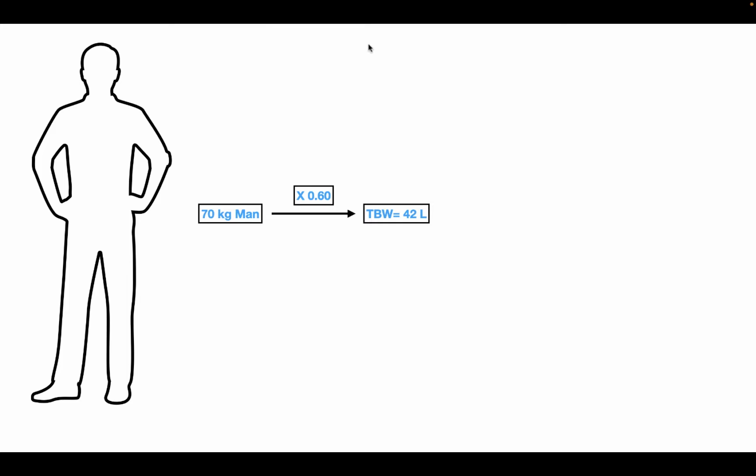Now, the total body water is going to be divided up into 2 major compartments. The first is going to be the ECF. The ECF is going to make up 40% of the total body water. So if you calculate this, around 17 liters of the person's water is going to be in the extracellular fluid. The remainder is going to be in the intracellular fluid, so 25 liters. So this is going to be incredibly important to remember for the rest of the video.